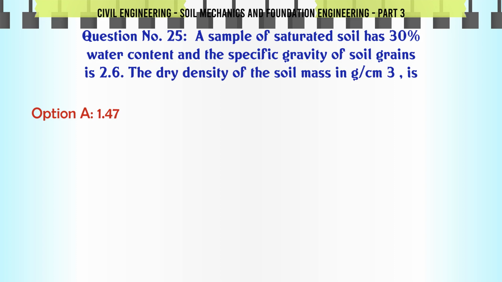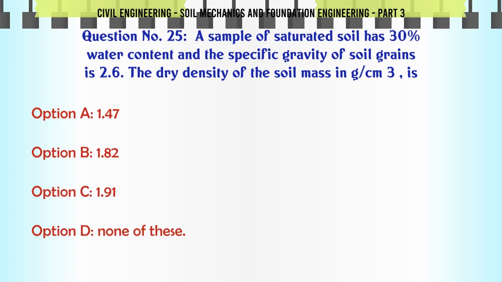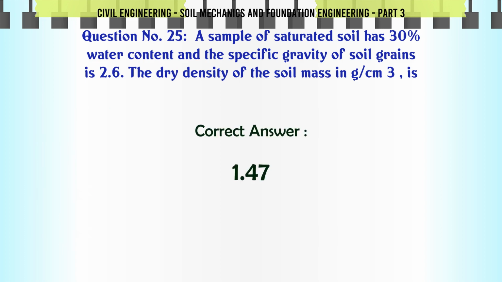A sample of saturated soil has 30% water content and the specific gravity of soil grains is 2.6. The dry density of the soil mass in g/cm³ is: A. 1.47, B. 1.82, C. 1.91, D. none of these. The correct answer is 1.47.